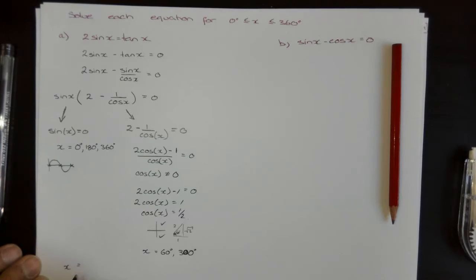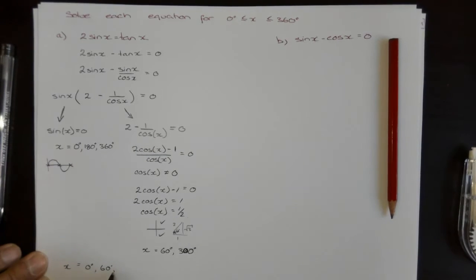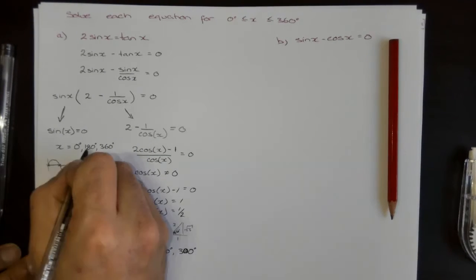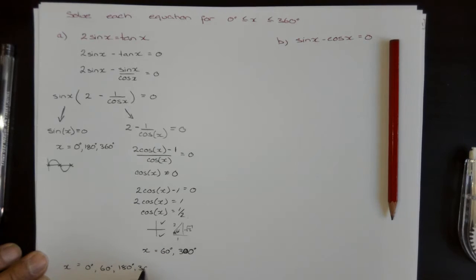So therefore, x includes 0, 60, 180, 300, and 360. Okay.